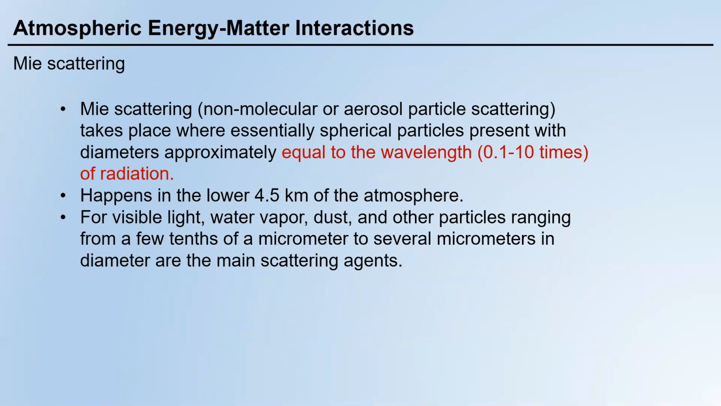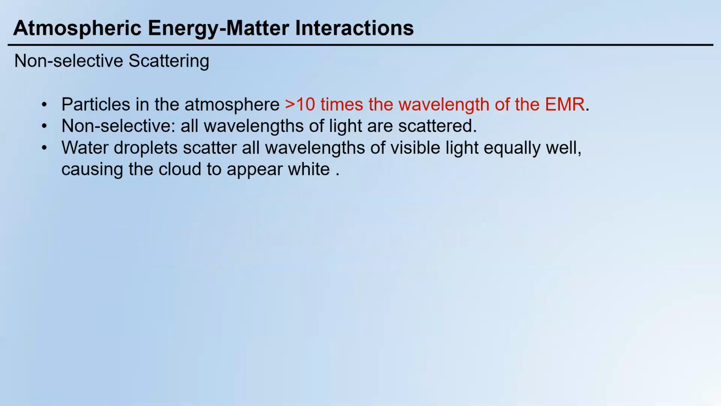Okay, it happens somewhere lower than 4.5 kilometers above the ground, of course. Okay, so for visible light, water vapor, dust in the air, and other particles ranging from a few tenths of a micrometer to several micrometers in diameter are the main scattering agents. Okay, so this is the second type of scattering. And the third type is called non-selective scattering.